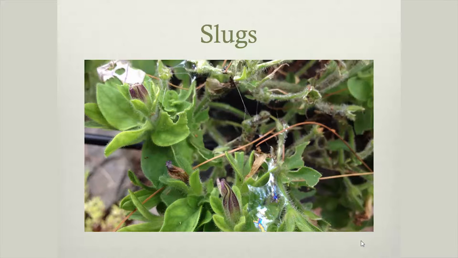So what works? Beer. I think it works better than boards that you can put down, although recently I discovered in a bunch of pots that we had piled up outside that stored pots are a great place for slugs to overwinter. So if you have slugs in your garden and you have piles of pots, go through them. You can kill them however you want. They're kind of disgusting when you pick them up, so you might want to use gloves or use something else to destroy them.